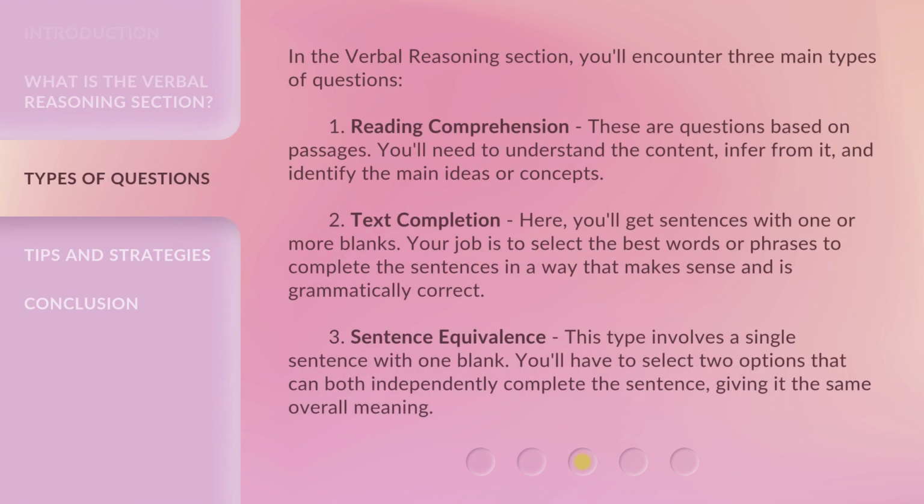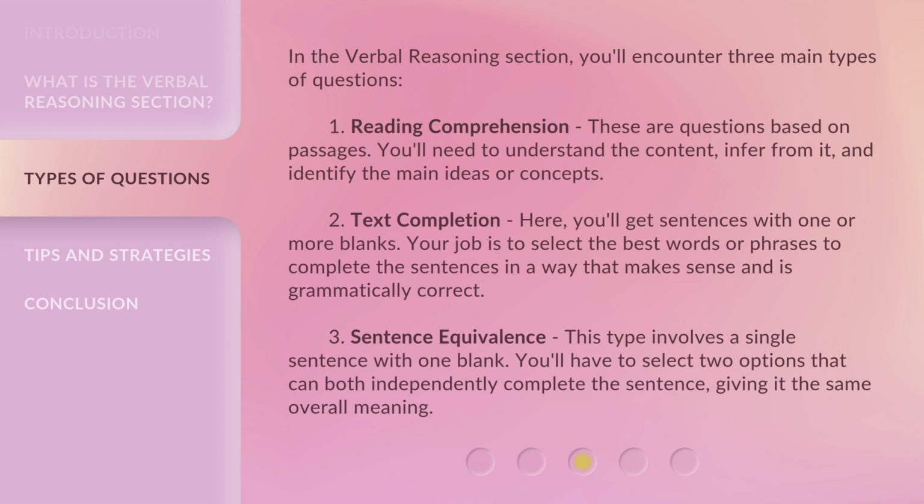In the verbal reasoning section, you'll encounter three main types of questions. 1. Reading comprehension. These are questions based on passages. You'll need to understand the content, infer from it, and identify the main ideas or concepts.